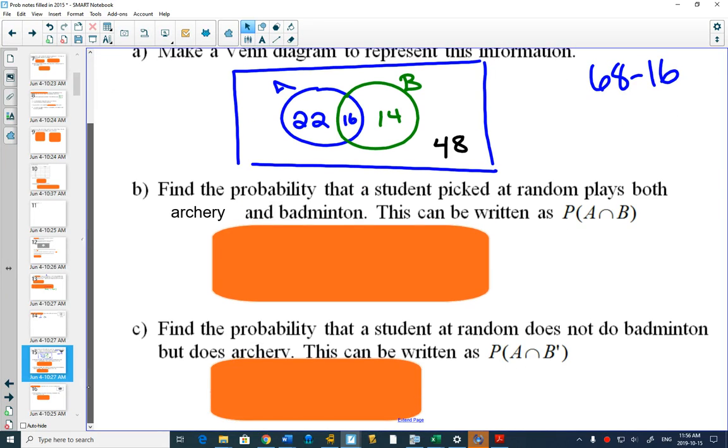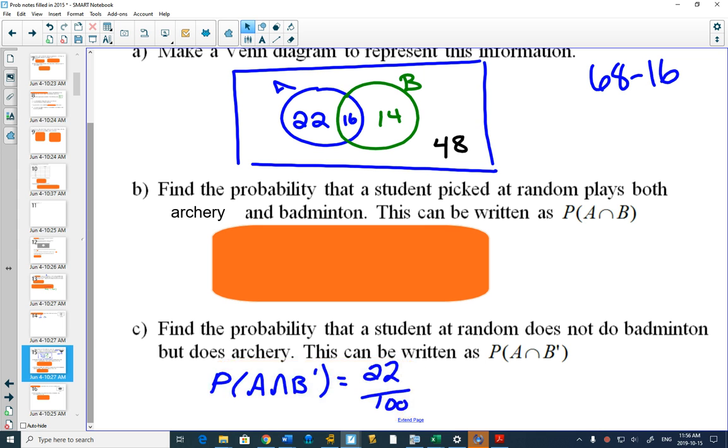Didn't reduce that to 11 out of 50? I like 22 out of 100 because in the context of the question, there was 100 students. So saying 22 out of 100 makes more sense in the context. You would get it right if you reduced it to 11 out of 50 as well.